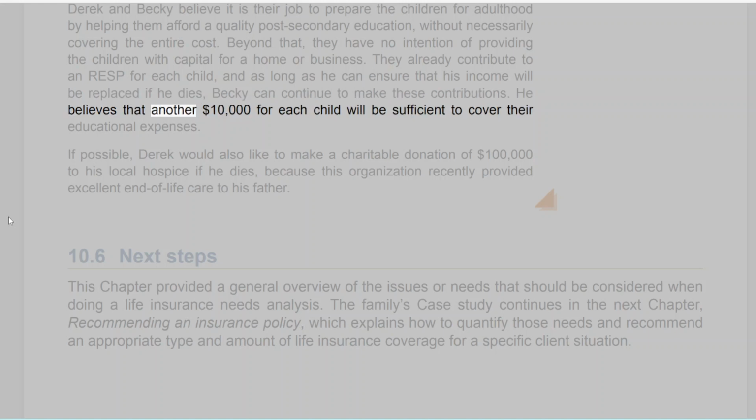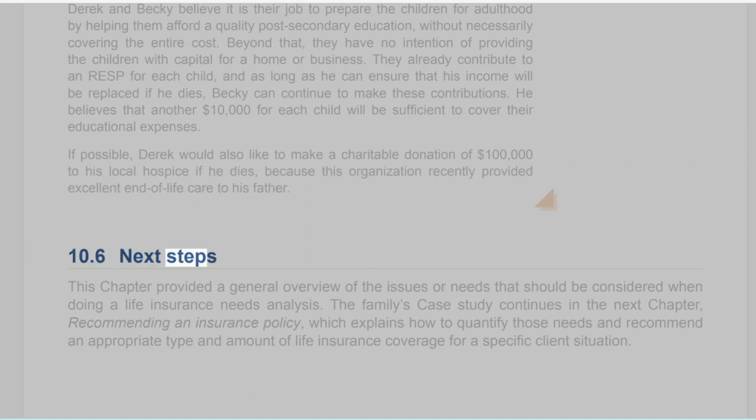He believes that another $10,000 for each child will be sufficient to cover their educational expenses. If possible, Derek would also like to make a charitable donation of $100,000 to his local hospice if he dies, because this organization recently provided excellent end-of-life care to his father.